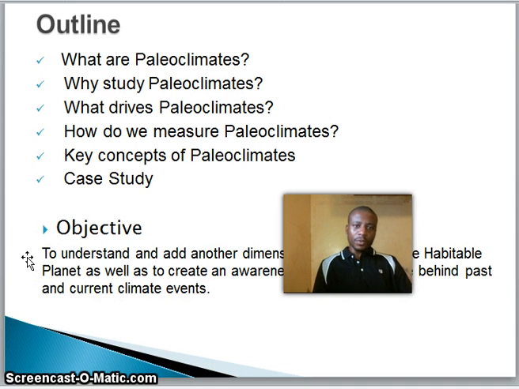Now, my talk is going to focus on this particular outline. What are paleoclimates? Why study paleoclimates? What drives paleoclimates? And how do we measure them? Key concepts of paleoclimates also will be looked at. Case studies will be checked as well. And by the end of the talk, I hope to have brought some clarity about the habitable planet story, as well as to create an awareness about the science behind the past and current climate events.